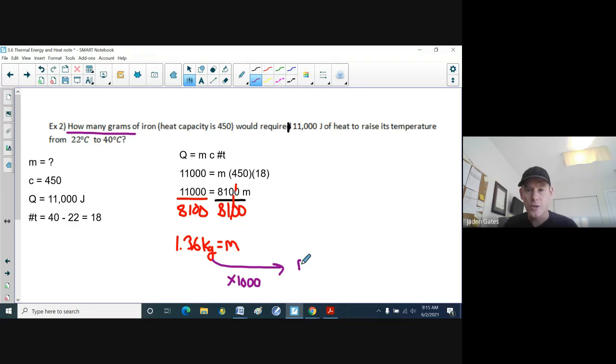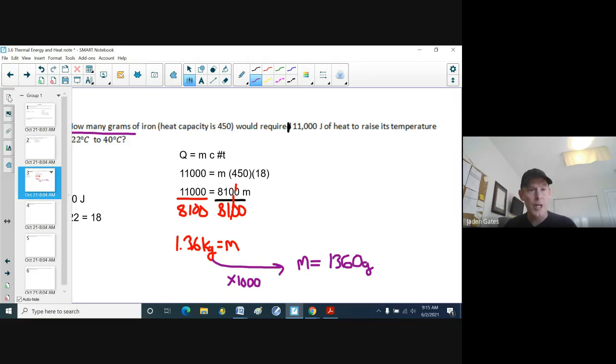And so in terms of grams, the mass is going to be 1,360 grams of iron. There we go. So we just found the mass. All right, let's see here. What else we got?